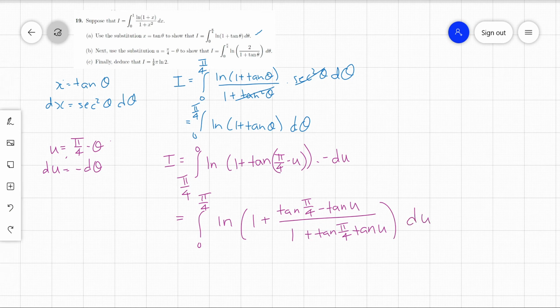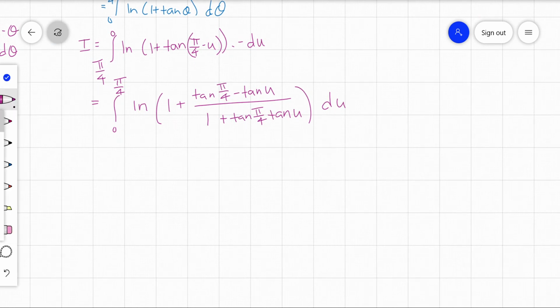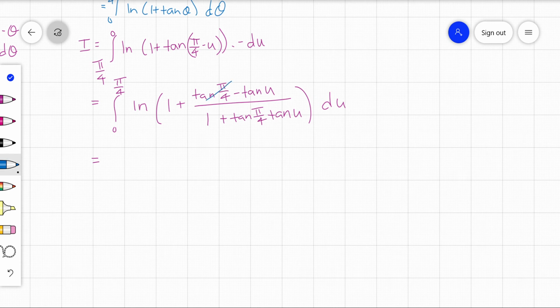We know that tan pi on 4 is 1, so it's just 1 lots of tan u there. Also this 1 at the front, if I make a common denominator, where my denominator is 1 plus tan u, then I'm going to have plus 1 minus tan u if I join them all up. You can see the tan u's will cancel in the numerator, so I'm just going to get 2 over 1 plus tan u.